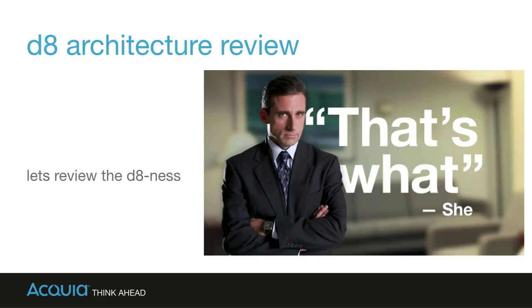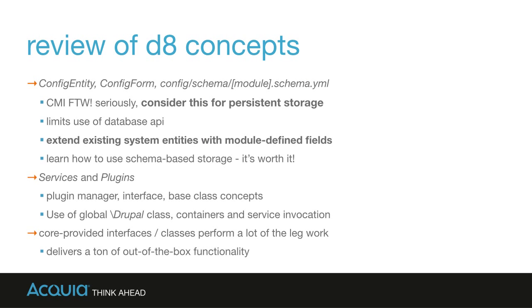So let's take a look at what I did in password policy as kind of an architectural review of all the fun D8-ness that I took advantage of. And we've talked a lot about these already, so this should just be mostly review. But for the policies and the constraint types, we looked at leveraging config entities and config forms. We looked at the config schemas that are needed for that, and that goes under the config schema and schema.yaml file.